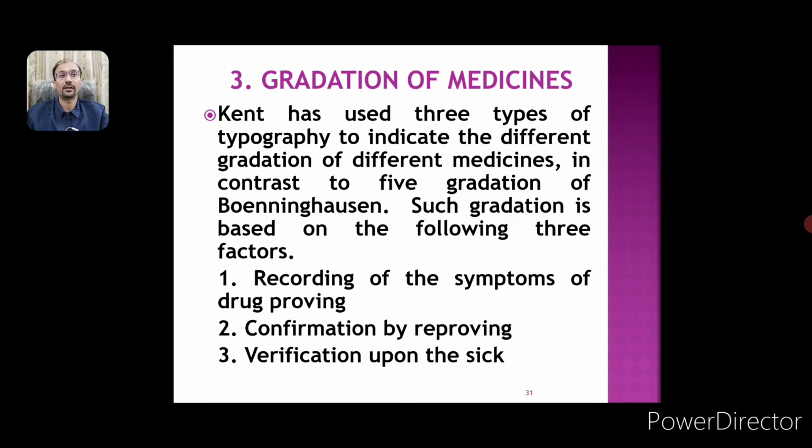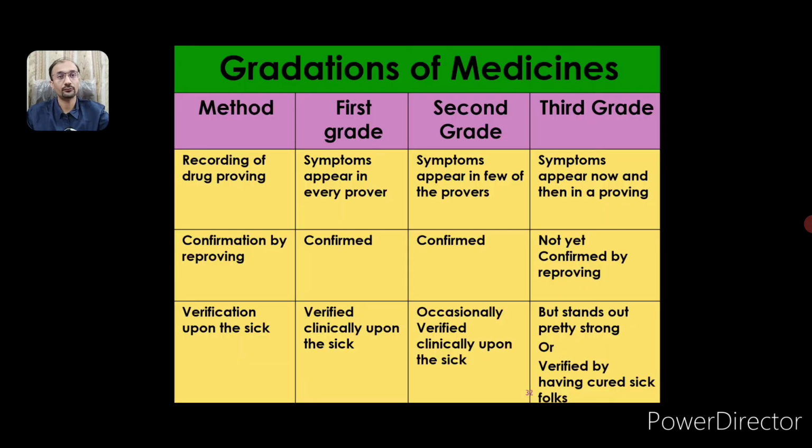The third aspect is gradation of medicine. He used three different types of evaluation of medicine, or gradation, in Kent's Repertory. There are three criteria to give the gradation or value to the medicines: recording of the symptom during drug proving, confirmation by reproving, and verification upon the sick. So according to this system, there are three grades of medicines available: the first grade, second grade, third grade.